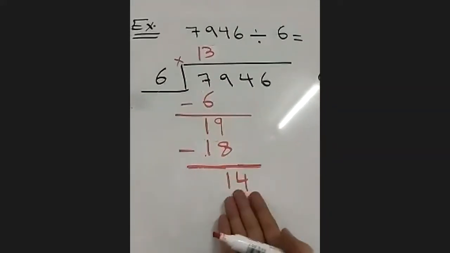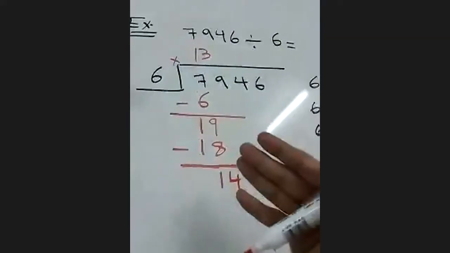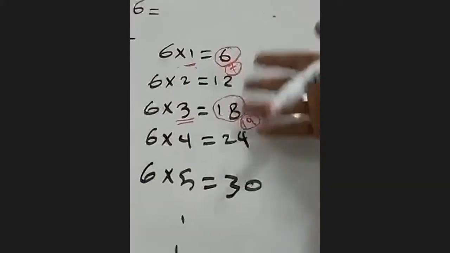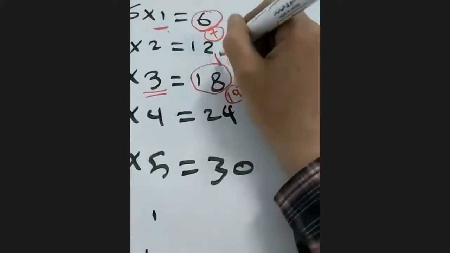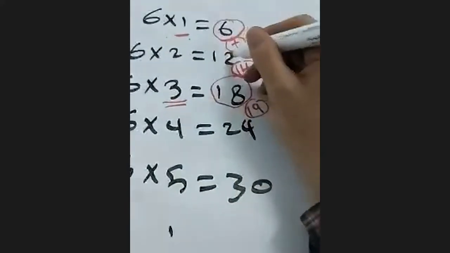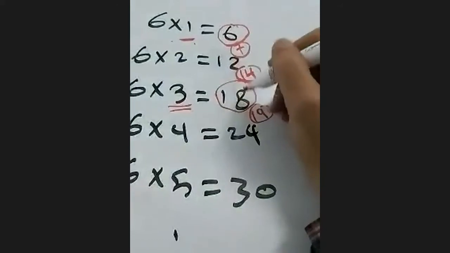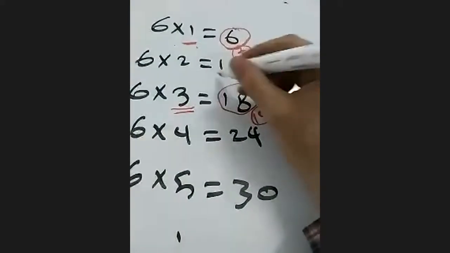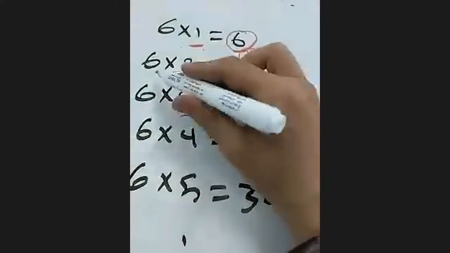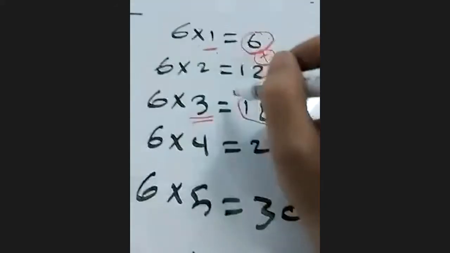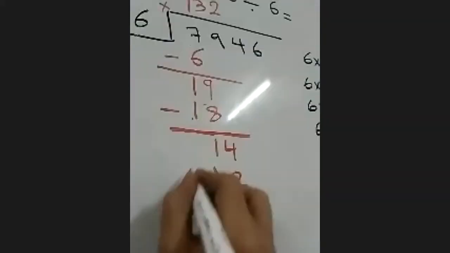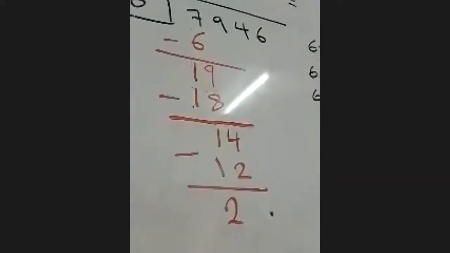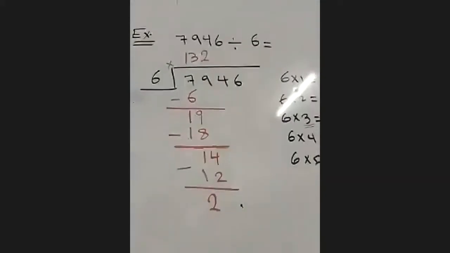Now we have a new number, 14. I will do the same process again. I will go here. Do we have 14? No, we don't have 14. The 14 is located here between 12 and 18. So I will take the smaller number, which is 12, comes by multiplying 6 with 2. So up, I will put 2. 2 multiply 6 is 12. Subtract, the answer is 2. 14 minus 12 is 2.